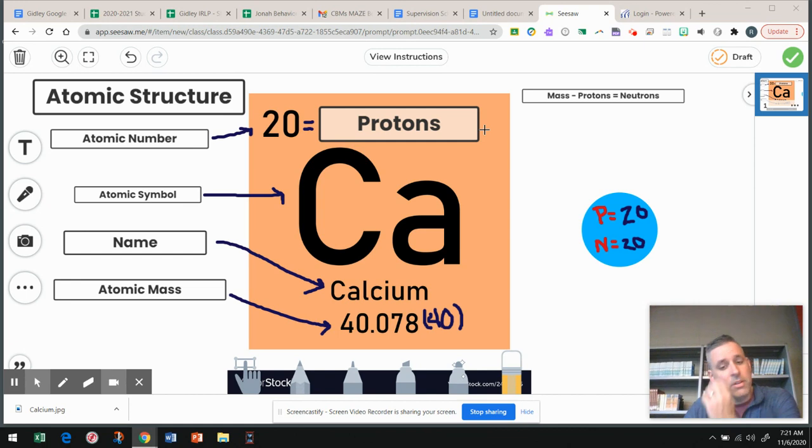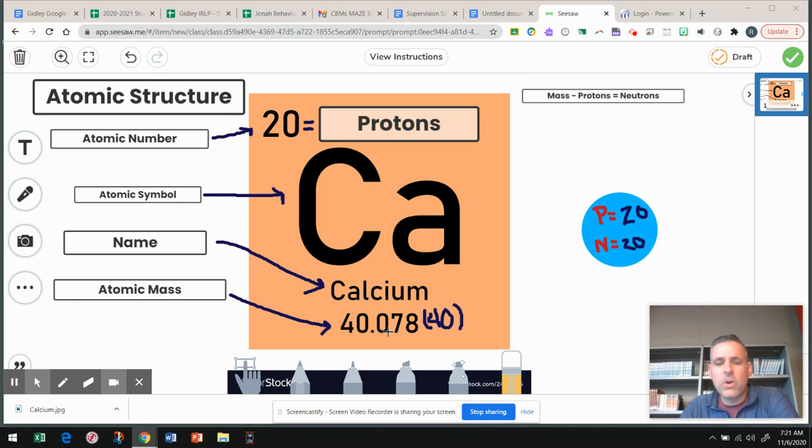Your atomic symbol is going to be Ca, which stands for calcium. Sorry, the name is calcium. And then your atomic mass down at the bottom here, that's always that decimal looking number. You would usually round that off. In this case, I rounded it off to 40, just to make it an even number when you're doing some of your math.